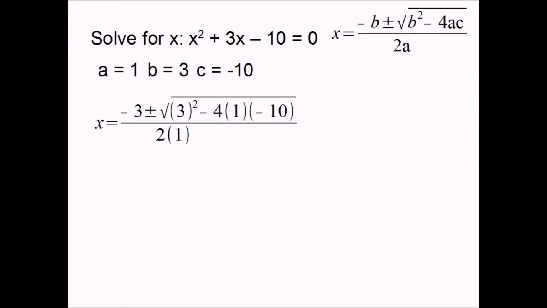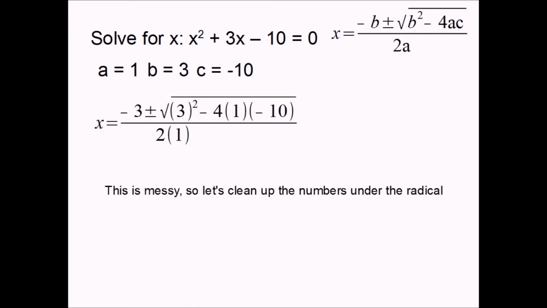Well, because the b comes first in the formula. Anyway, this is really messy and complicated looking. But the worst part is the stuff underneath the square root sign, the radical. So we're going to separate that out and clean that part up.